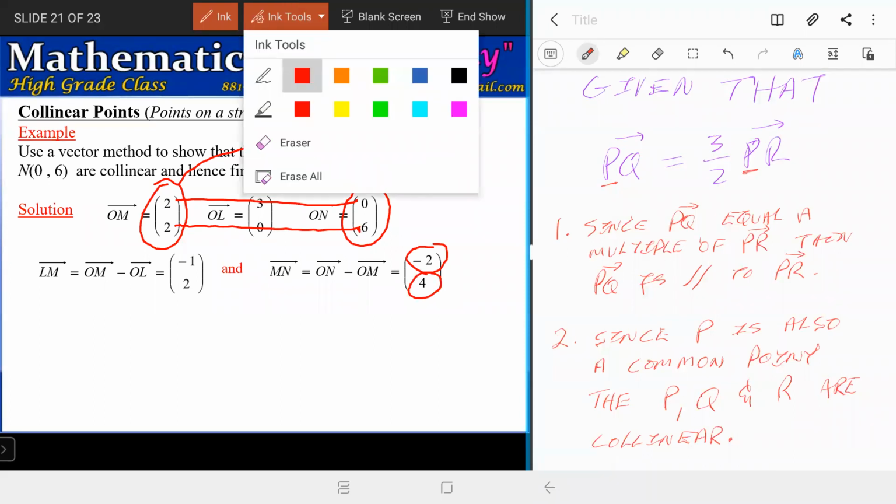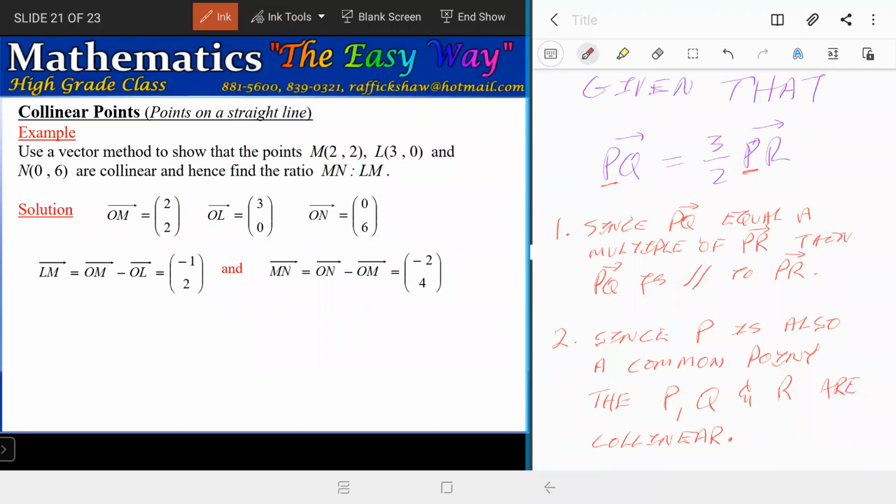That's my MN. And it's obvious that this one is equal to 2 times this one. So therefore MN equals 2 times LM.